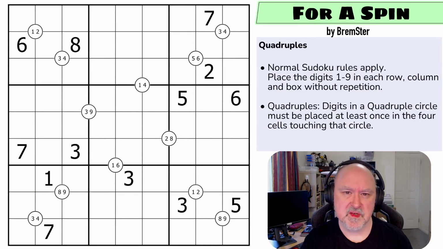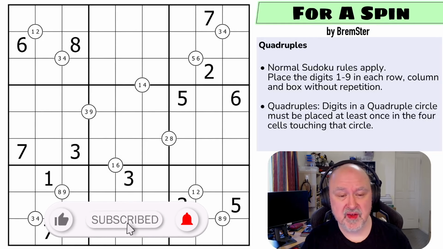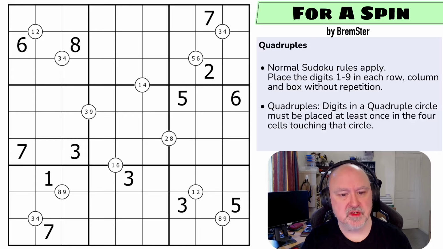Hi, and welcome to BremSter Puzzles, and back to Sudokétudes set 7, where we're now kicking off with the variant Sudoku, where we're starting with the Quadruples puzzle, which I always find fun. So what do I need to do?